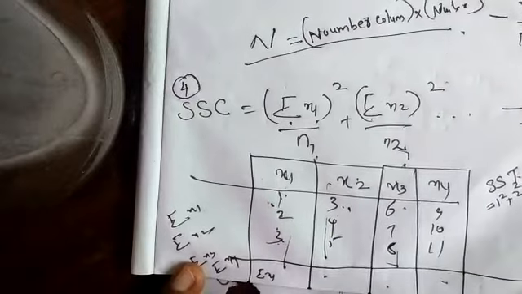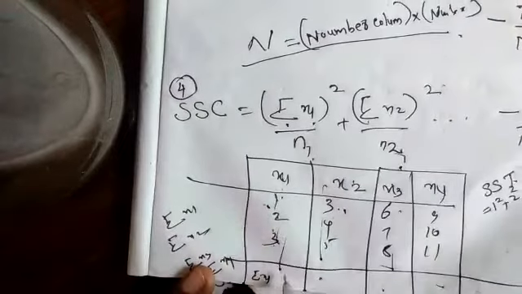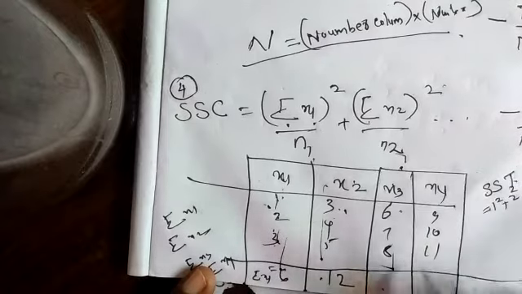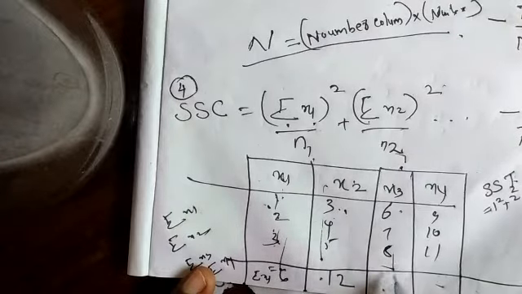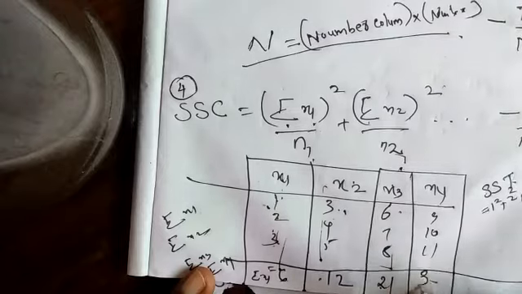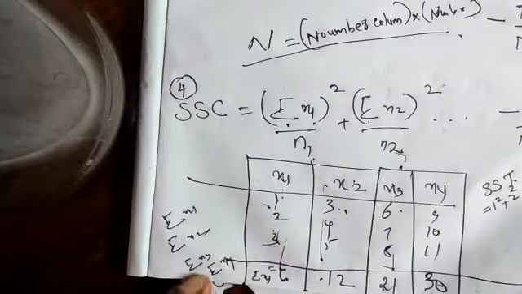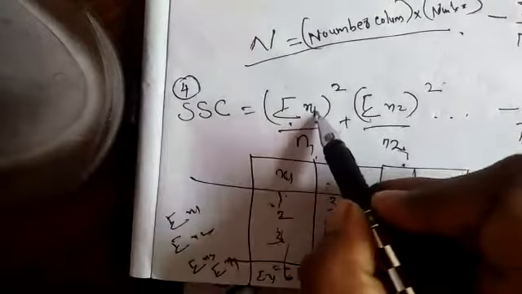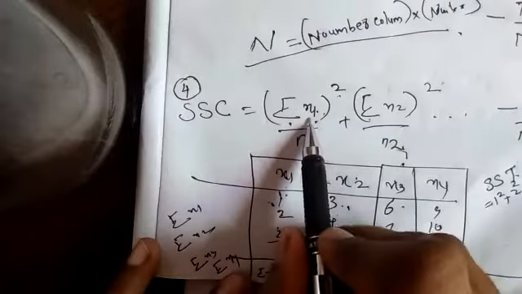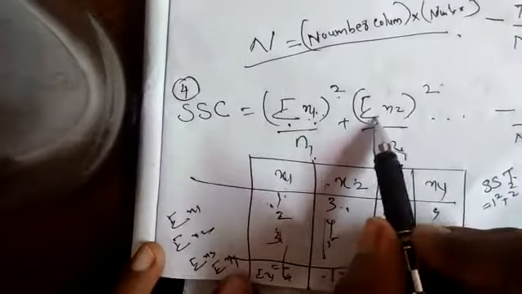Here you take the first column sum, second column sum, third column sum, fourth column sum. So here 3 plus 3, 6 sum. Here 12. Here 21. Here 30. And sigma x1 square, that means 6 square. Here 6. So 6 square plus 12 square.